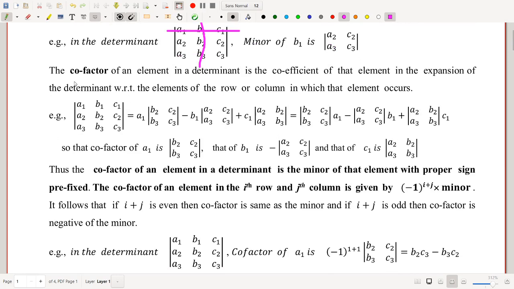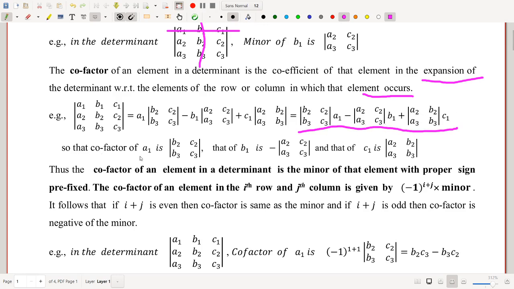Then cofactor. The cofactor of an element in a determinant is the coefficient of that element in the expansion of the determinant with respect to the elements of the row or column in which that element occurs. For example, in this determinant, if we expand, we get this expansion. Already in the first class we have seen this is the expansion of the determinant with respect to elements of first row. Slightly modified way we have written here, taking this A1, B1, C1 to the right side so that coefficients of A1, B1, C1 can be easily written.